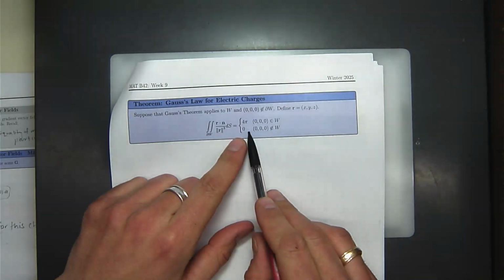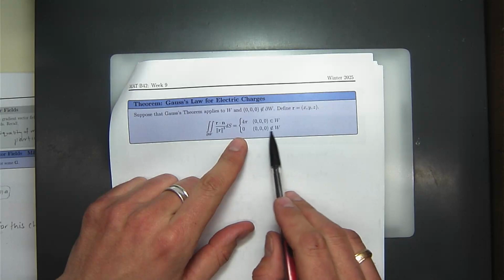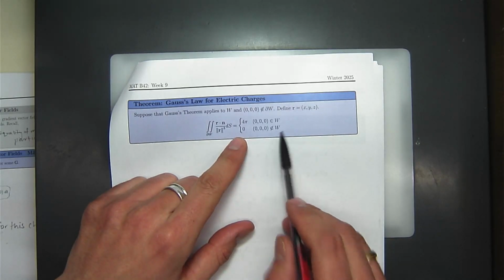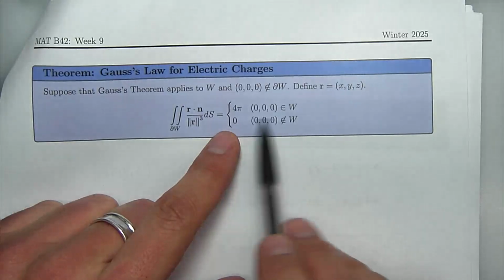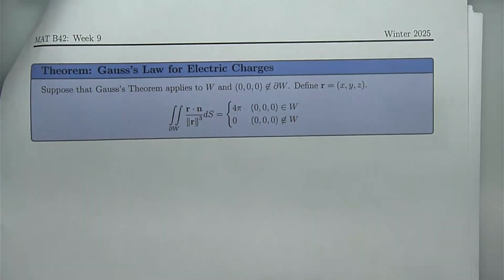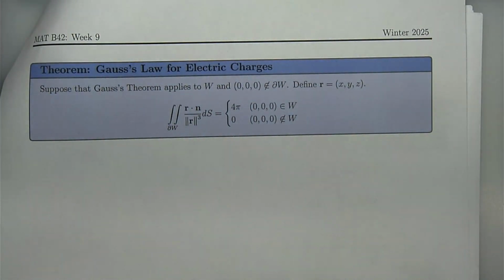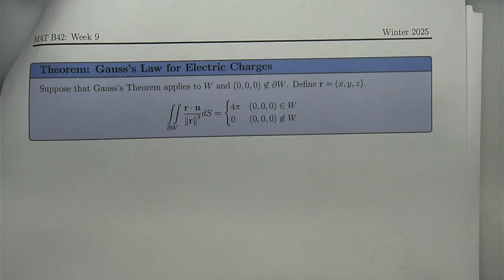If the origin is not inside W, then we integrate it to 0. If the origin is inside W, then we integrate it to 4π. Okay? Super duper duper nice. So this is saying that integrating vector fields over boundaries can detect topological stuff.